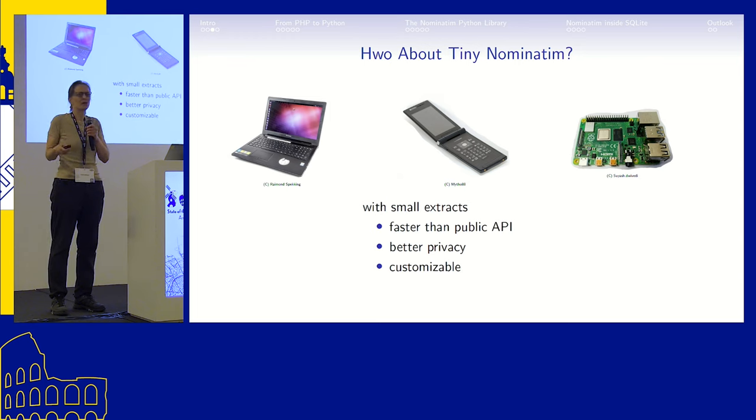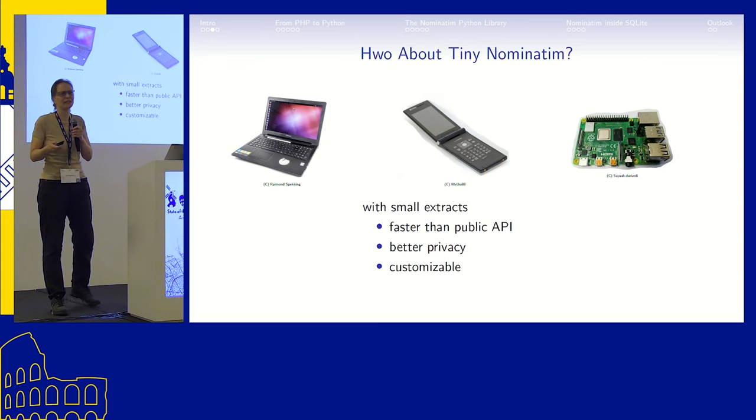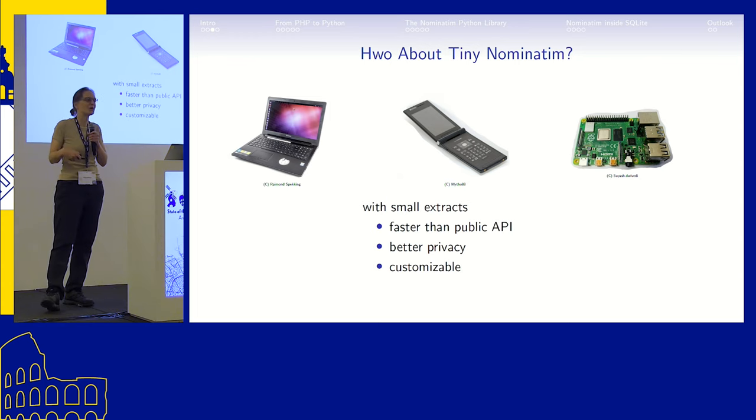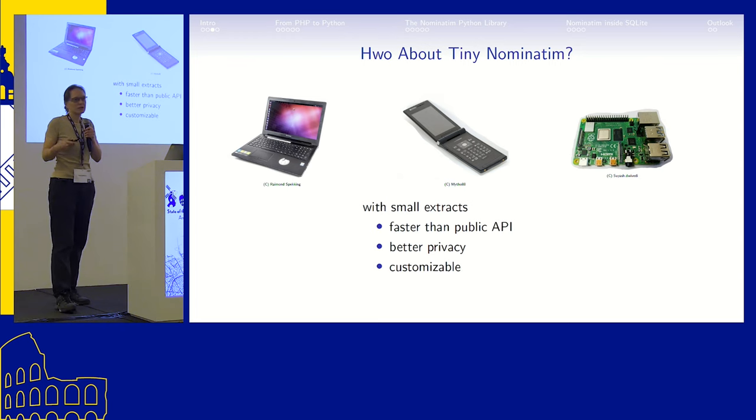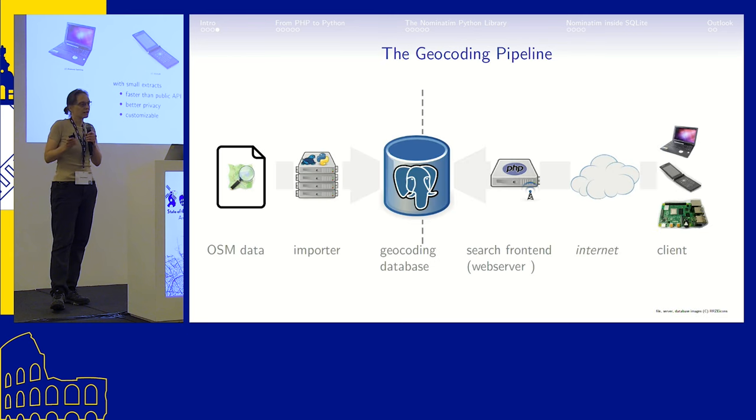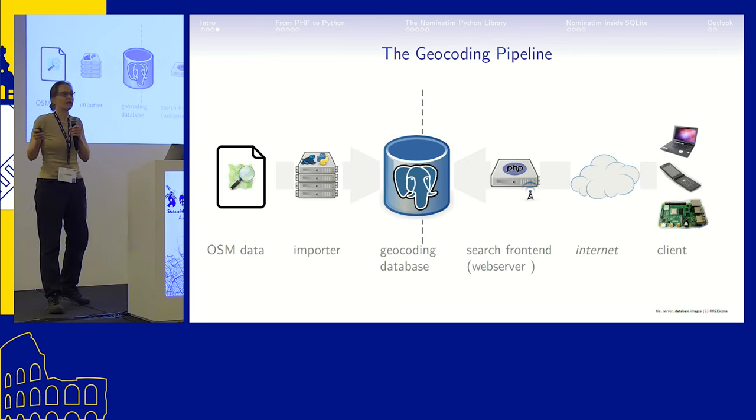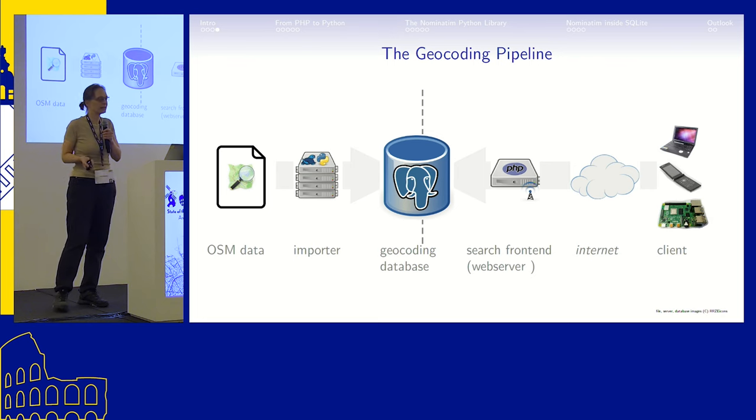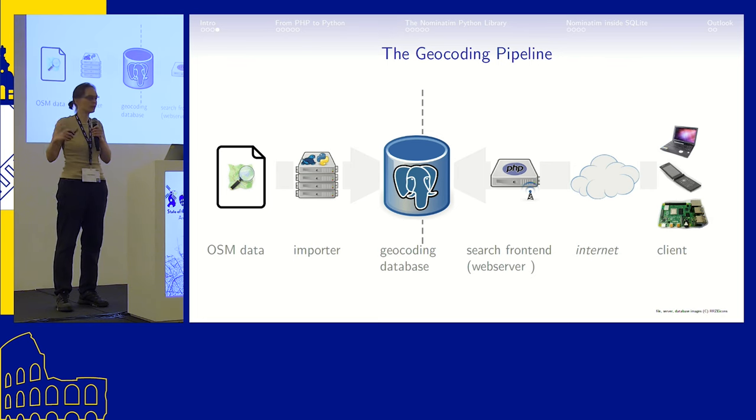And I'm thinking, you shouldn't call an internet service for this. This is weird. You should be able to run it on your home automation software. So on a little Raspberry. Or just on your phone, that would be nice as well. So I've been thinking, okay, how can we make this Nominatim thing smaller? And to know how this works, let's have a look at how geocoding works.